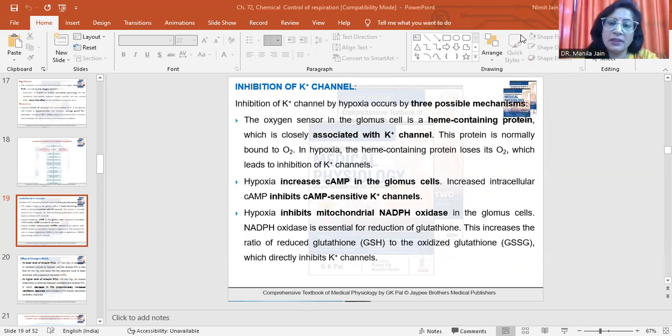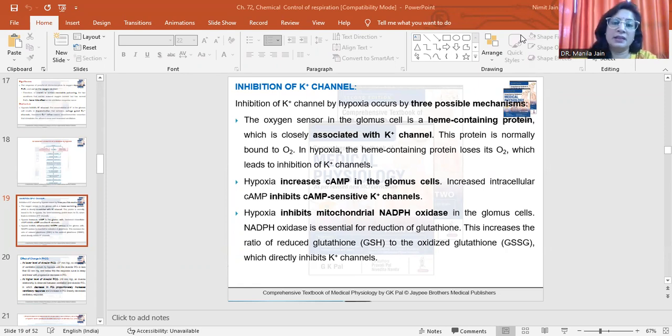At the end of the lecture, you will be able to tell what is the role of hypoxia, the role of PO2, the role of PCO2 on the respiratory centers, and what is the role of pH on the respiratory centers. So we'll begin our lecture.